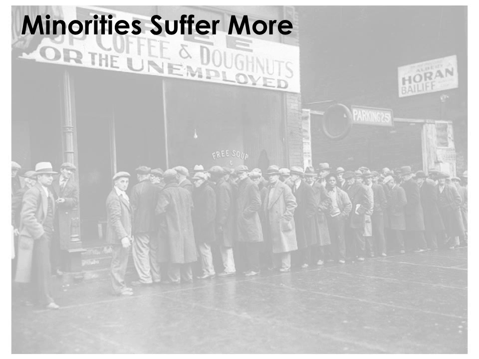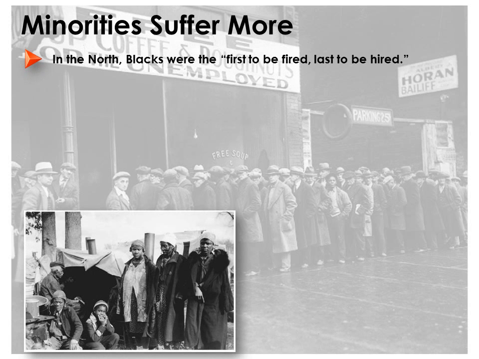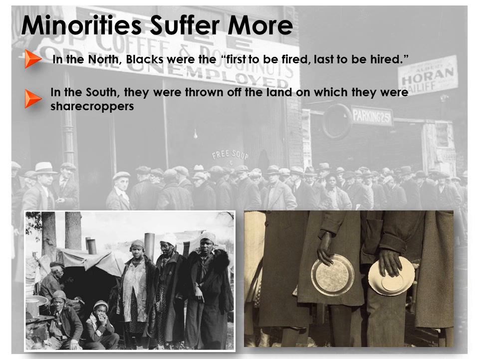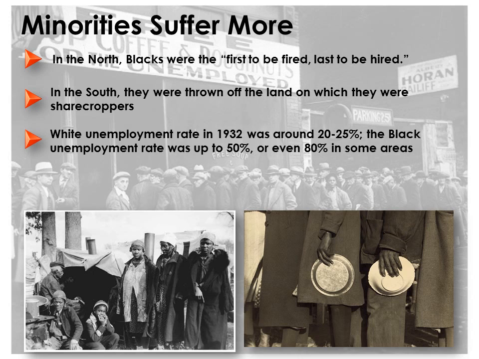Minorities tended to suffer much greater than white people. In the North, blacks were the first to be fired, last to be hired, and this is a very sad situation in which you have 25% unemployment anyway. In the South, the sharecroppers were thrown off of the land in which they once worked. And while the white unemployment rate in 1932, we said, was around 25%, the black unemployment rate was up to 50%, or as you go into the Deep South, where racism was greater and industrial jobs were less, you're looking at black unemployment of up to 80% in some areas.